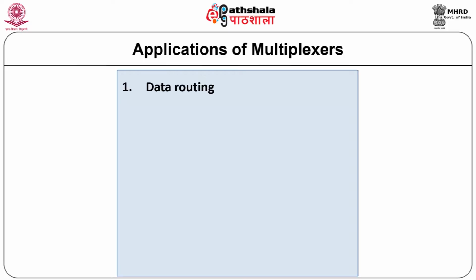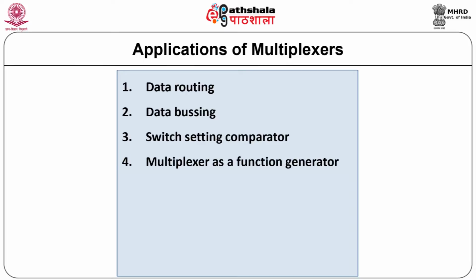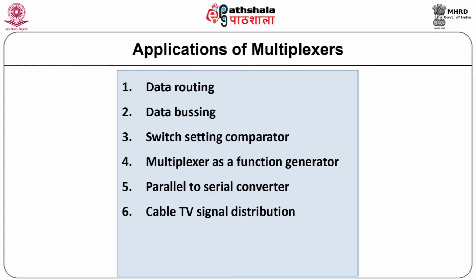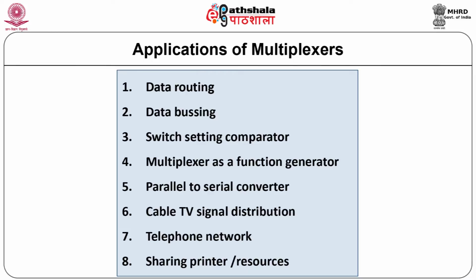Let us consider the applications of multiplexers. There are many applications of multiplexers. For example, we can use a multiplexer for data routing. We can use it for forming the data bus for a microprocessor or microcontroller. We can use a multiplexer as a switch setting comparator. A multiplexer has a popular application as a function generator. We can convert parallel data to serial. Cable TV signal distribution is a popular example. Almost all telephone networks prefer to have multiplexers and demultiplexers, and sharing of printer or resources is a common example in computer networking.